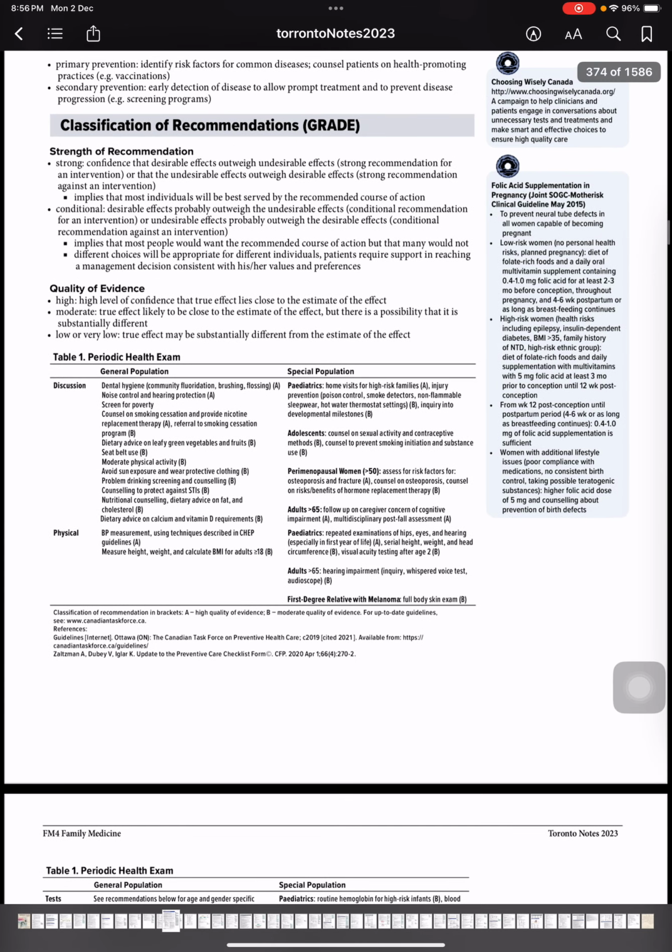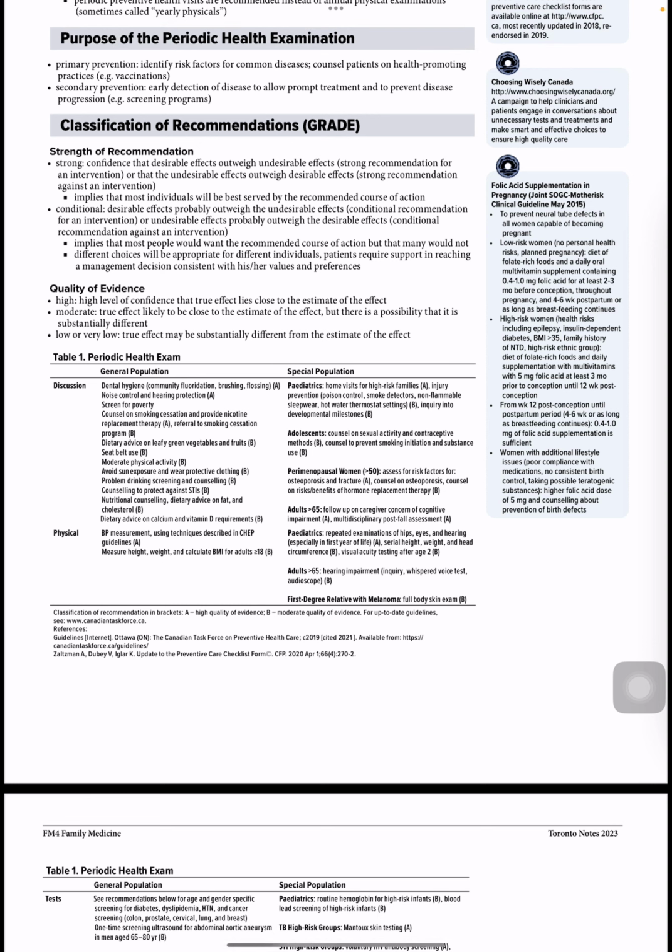There's one more last table on the right corner for folic acid supplementation in pregnant patients to prevent neural tube defects in all women capable of becoming pregnant. Low risk women, no personal health risk, planned pregnancy, diet of folate rich food, and daily oral multivitamin supplementation containing 0.4 to 1 milligram folic acid, starting 2 to 3 months before conception, throughout pregnancy, and adding 4 to 6 months postpartum as long as breastfeeding continues. So usually start 2 to 3 months before pregnancy, and then 4 to 6 months after postpartum or until breastfeeding continues. And the dose is 0.4 to 1 milligram for low risk women.